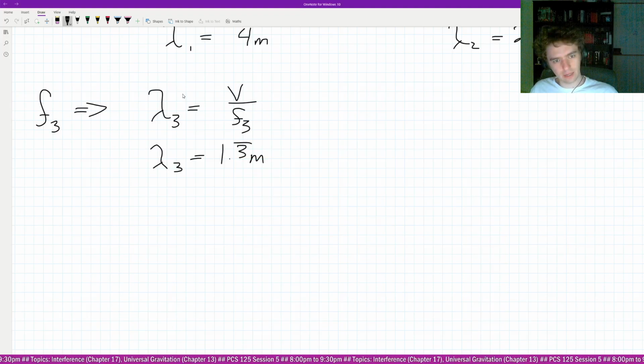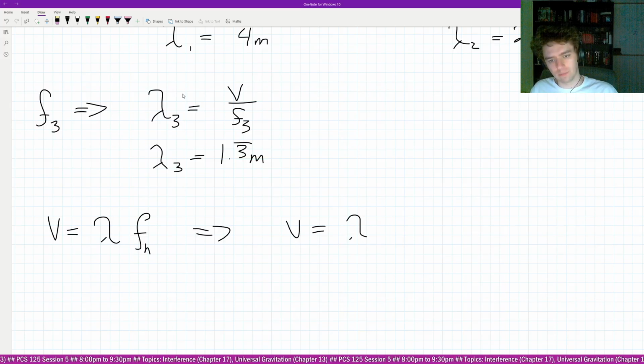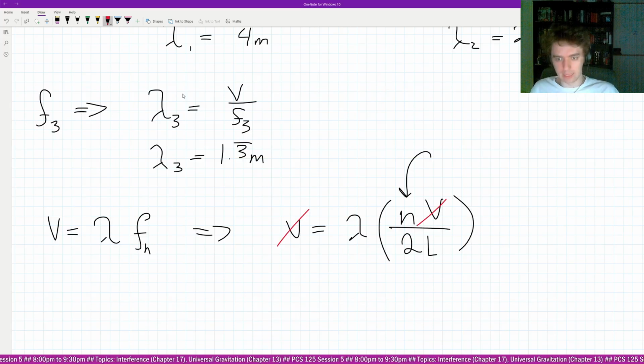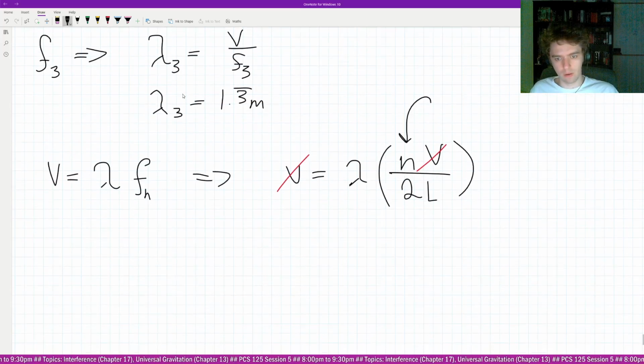I'm still going to use the fact that V equals lambda F, but F is some nth harmonic that we don't know. So that tells us that V equals lambda times nV over 2L. I want to know which harmonic we're on, so I can just solve for n now. V and lambda are constants, L is a constant, we just solve for n. So it's just going to be 2L over lambda equals n.